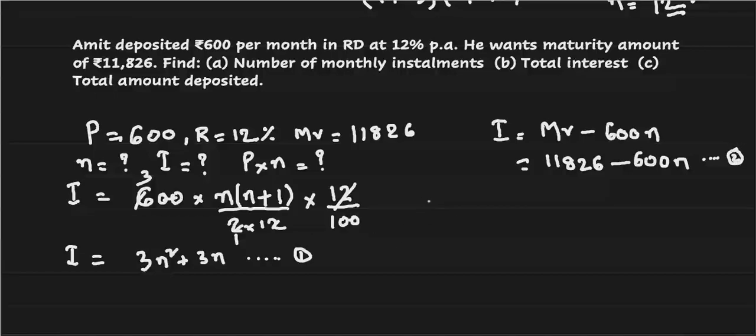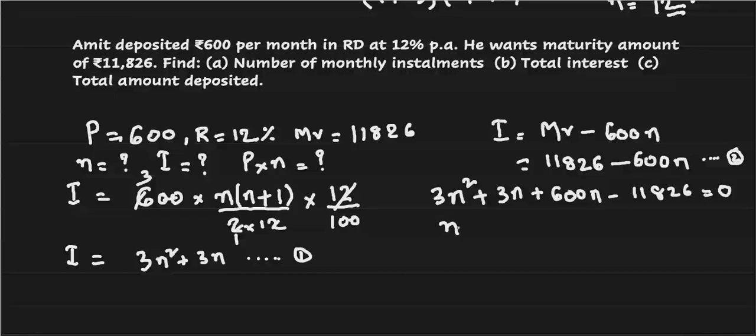Since both the equations are representing I, we can compare them. So the quadratic equation becomes 3n square plus 3n equals, you can write directly here, 600 comes here, becomes 600n, and this number comes here, minus 11826 equal to 0. Got it? Everything can be divided by 3. You can see all are divisible by 3.